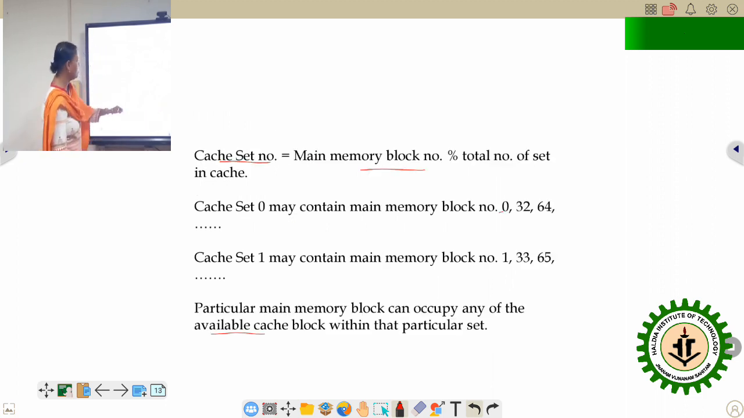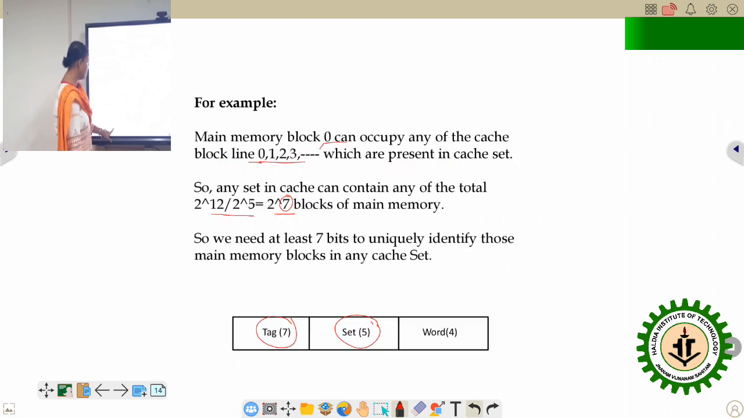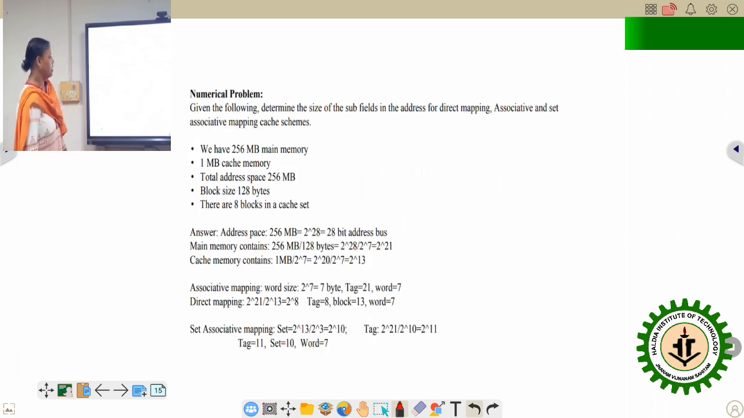That comes from the set number: how many sets are declared, and what size was previously fixed, that is the total memory locations in a particular block, that is 2 to the power 4. So the total is again 7 plus 5 plus 4, total 16. This 16 comes from your main memory, that is 2 to the power 16, that is 4096.